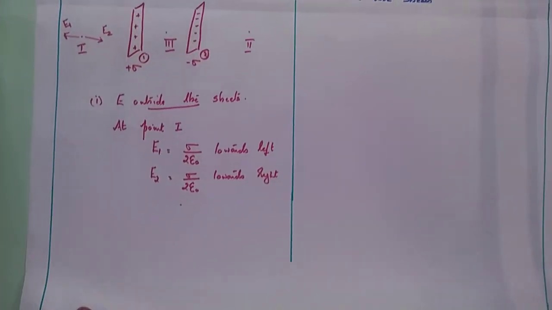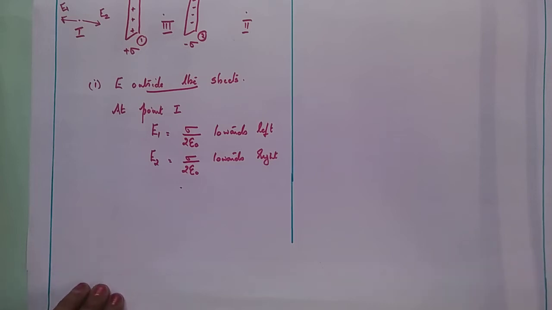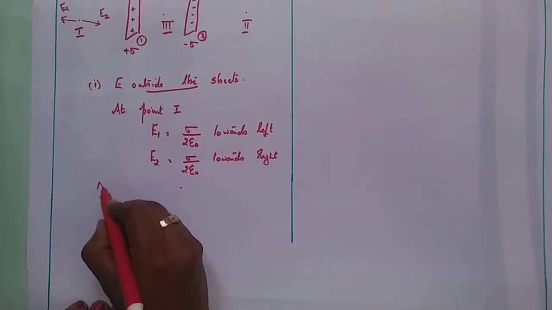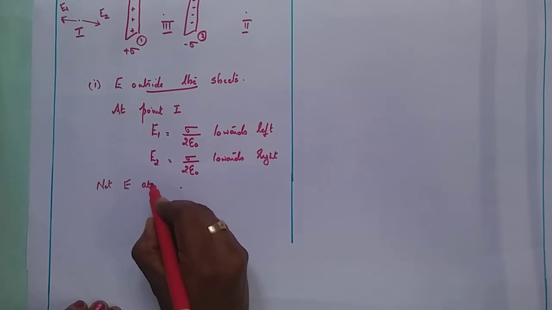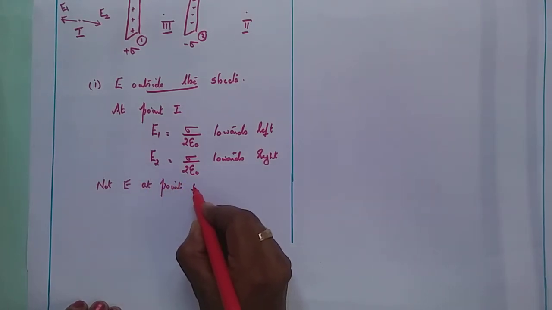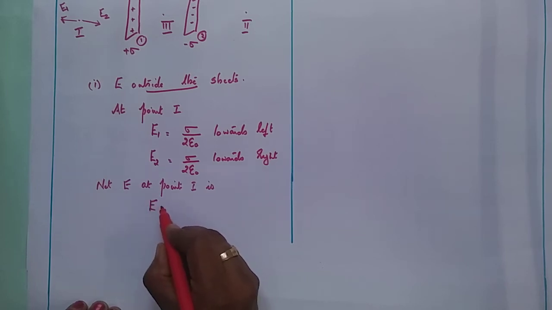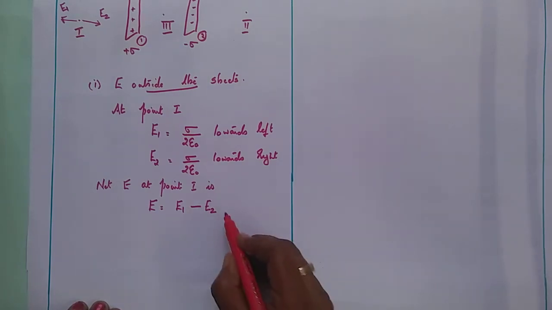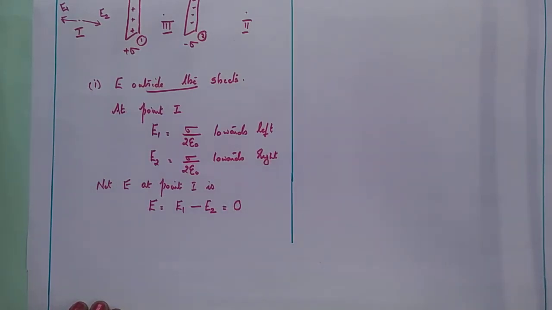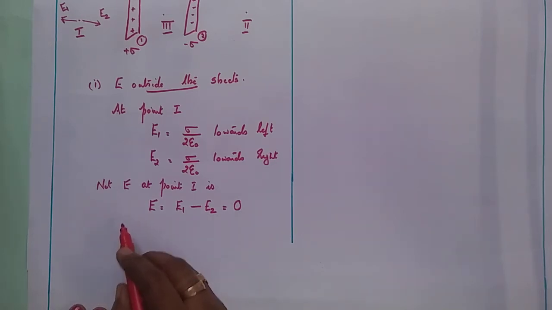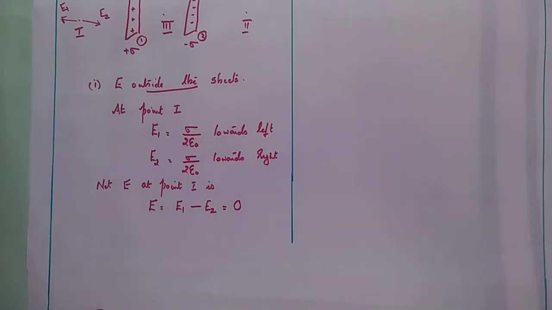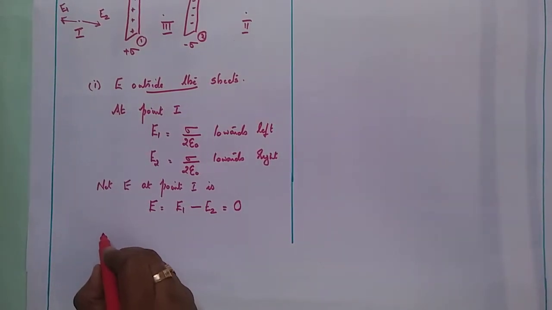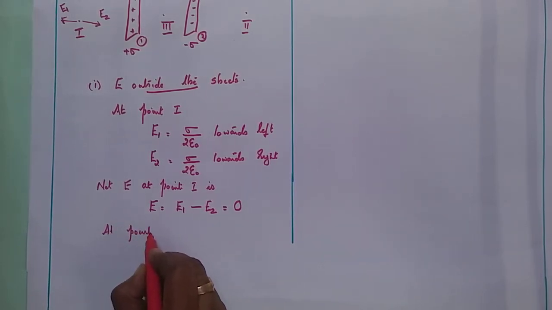Now, what is the direction of the net electric field? One electric field is towards left and another towards right, and hence the net electric field at point 1 is E equals E1 minus E2, because both are in opposite directions, and hence the net electric field is 0. Clear? Then we can find the net electric field at point 2. So next one, at point 2. This is the second point.